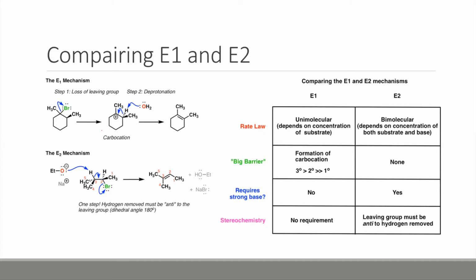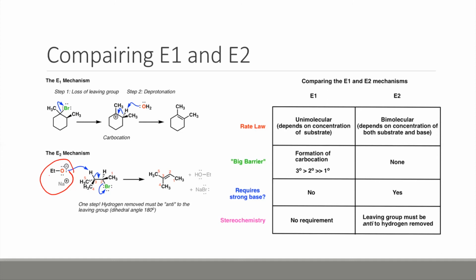Now for the base requirement. We talked about this when looking at the differences between a strong versus a weak base. An E1 reaction does not require a strong base and generally is actually driven by a weak base. An E2 reaction does require a strong base to be present. That's because you have this driven mechanism in which a base pulls a proton off. That's part of how we start the E2 mechanism, and thus you have to have something that's strongly basic that can definitely abstract a proton.